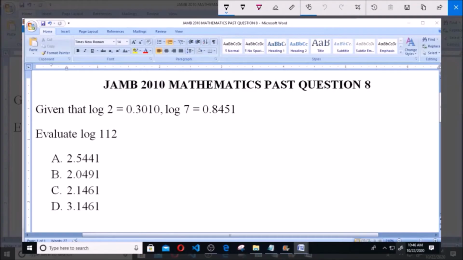Given that log 2 is equal to 0.3010 and log 7 is equal to 0.8451, evaluate log 112. Options are A 2.5441, B 2.0491, C 2.1461, and D 3.1461.